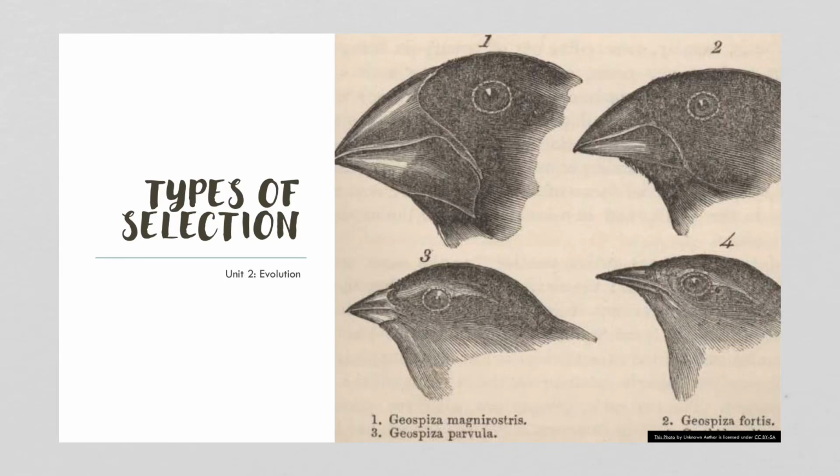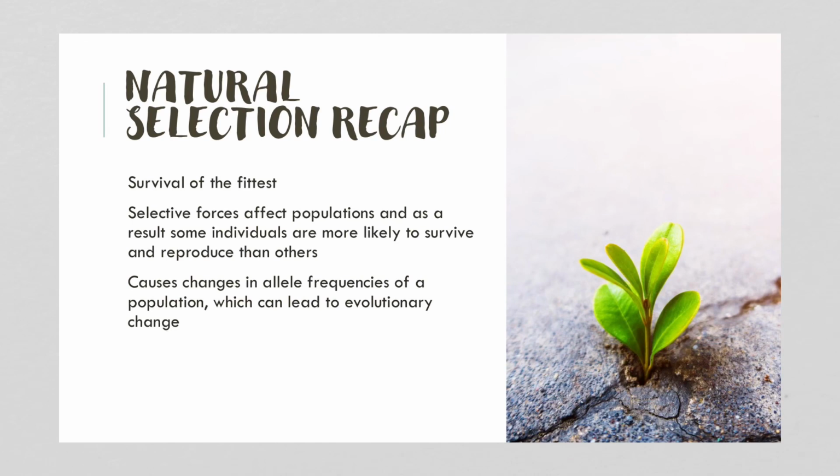In this lesson, we're going to talk about the different types of selection. First, we'll recap what natural selection is. Remember, another term for it is survival of the fittest. So selective forces affect populations, and as a result, some individuals are more likely to survive and reproduce than others. This causes changes in allele frequencies of a population, which can then lead to evolutionary change.